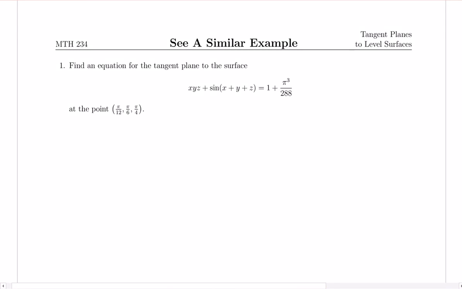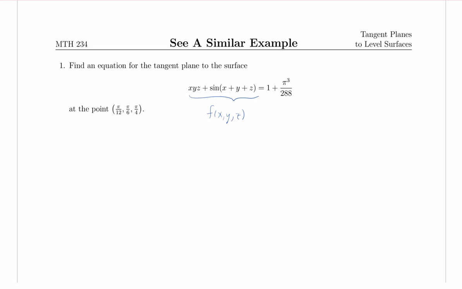In this video, we will find the tangent plane to a surface which is given by an implicit equation as a level surface. So we've already seen before how to find the tangent plane to the graph of a function, but now this is different. Here, the surface is given implicitly, meaning it's given by an equation of this form, which is a function set equal to a constant.